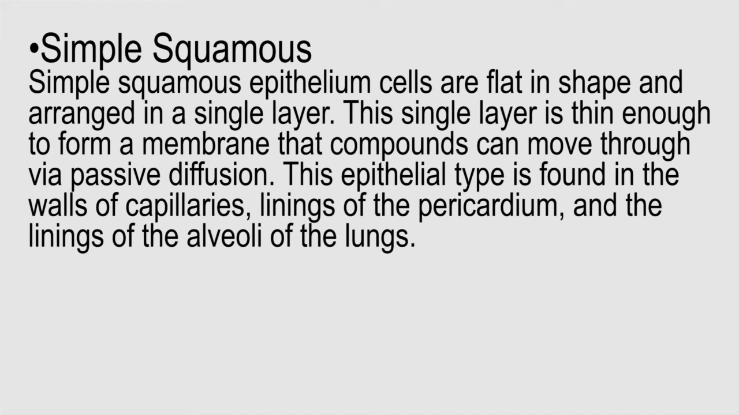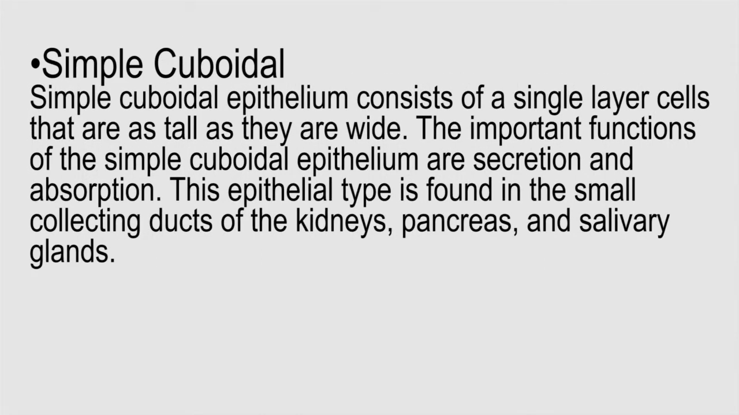Simple squamous. Simple squamous epithelium cells are flat in shape and arranged in a single layer. This single layer is thin enough to form a membrane that compounds can move through via passive diffusion. This epithelial type is found in the walls of capillaries, linings of the pericardium, and the linings of the alveoli of the lungs.